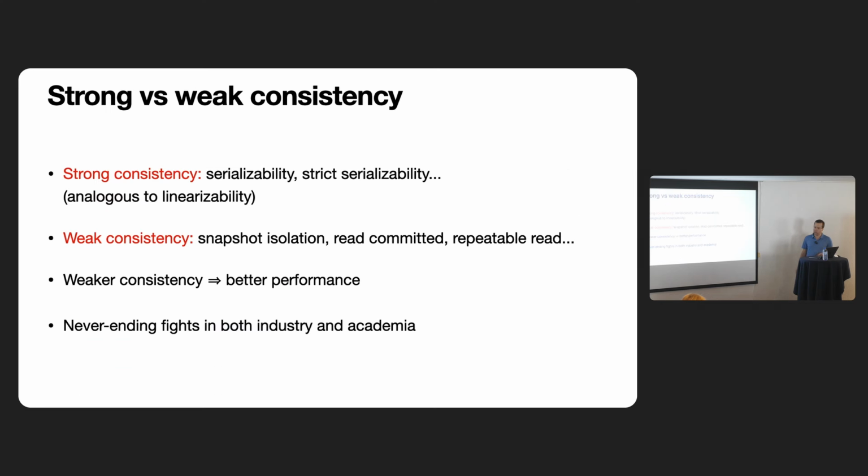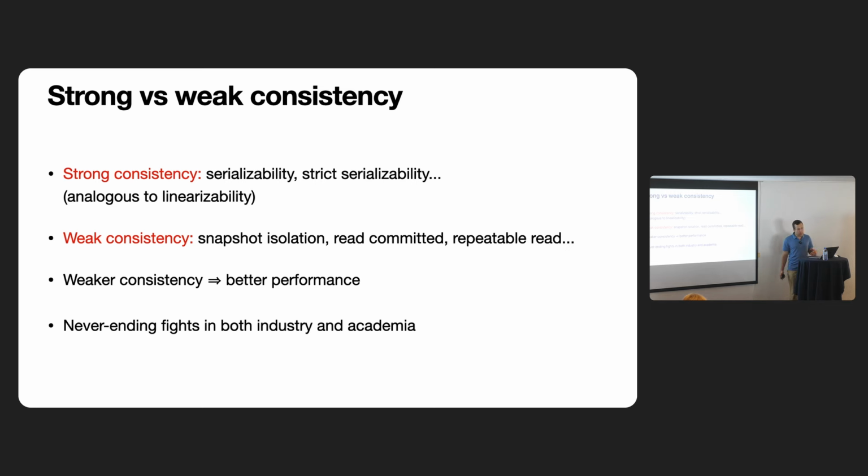One sort of division you may hear about is strong versus weak consistency, or strong versus weak isolation. These kinds of isolation levels go into two classes. One class is strong consistency, where you don't see a lot of weirdness. These are names like serializability or strict serializability. And if you still remember the course on linearizability from Monday, then these are criteria that are analogous to linearizability, but for the setting with transactions.